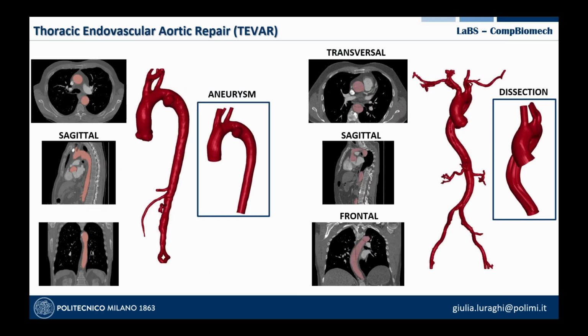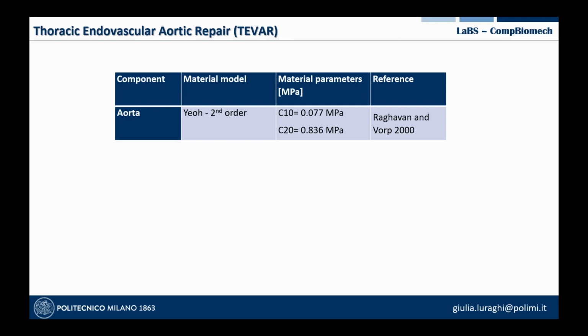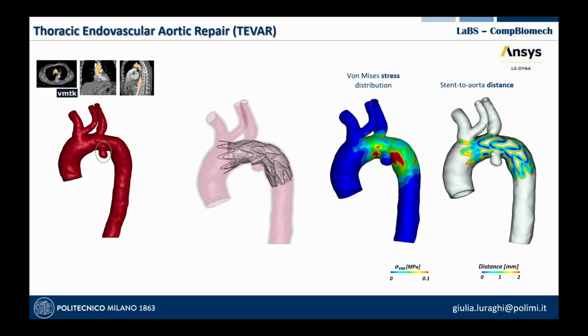So now that we have the TEVAR simulation validated, we can move to patient-specific application. So we collected, with the Politecnico di Milano Hospital, a database of patients who underwent TEVAR procedure. We divide them into aneurysm pathology and dissection pathology. You can see here two examples of CT images and the final results from the segmentation process. We model, in this case, the aorta with a hyperelastic material. And so this is an example of a patient-specific TEVAR simulation.